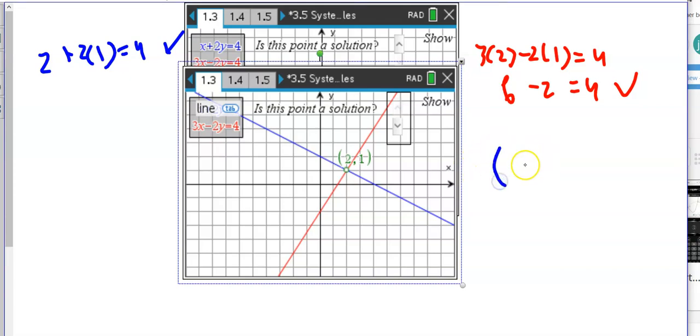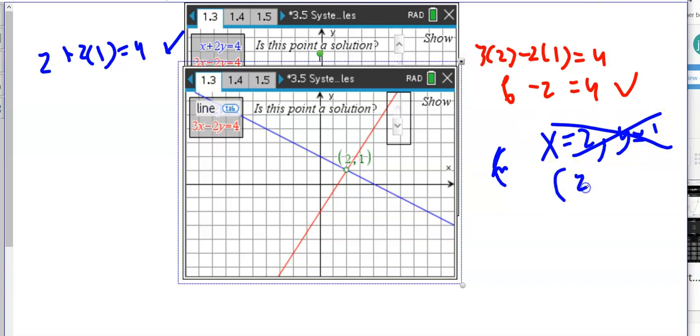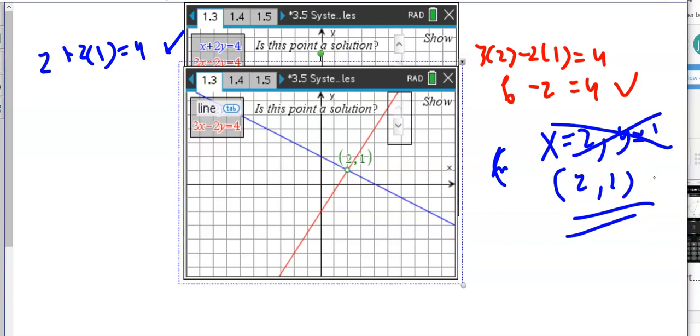So I want your answers. Sometimes in the past for systems, you've probably said x equals 2, y equals 1. That's not how I want your answers. I want your answer written as an ordered pair. I want you to be thinking about this graphically. I know that x is 2, y is 1, but I want your answer written as an ordered pair, really for this whole section when we're talking about systems.